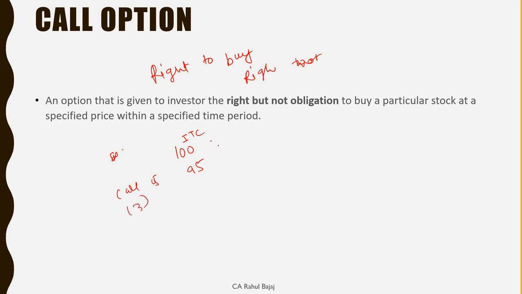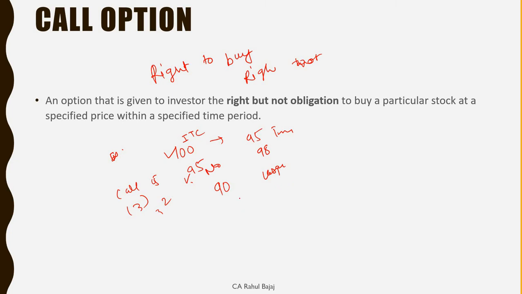So if the share price is above 95, you are in the money. But you have paid 3 rupees charges, so 98 will be your break even cost. So it is now 100, so you are in profit of 2 rupees. But if it falls to 90, do you have an obligation to buy at 95? No, you don't have any obligation. In this case, you will lapse your call, so you will not go for it.